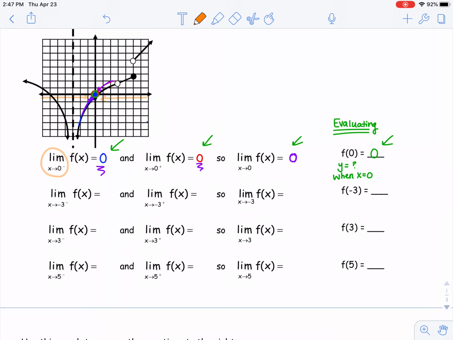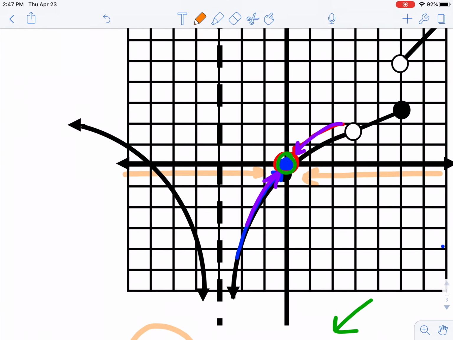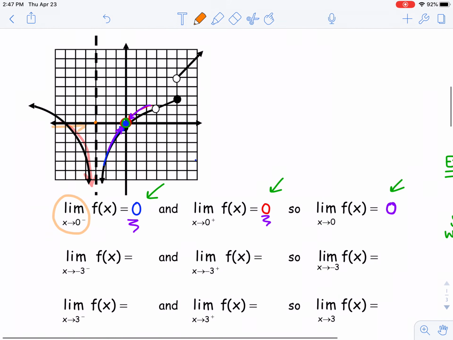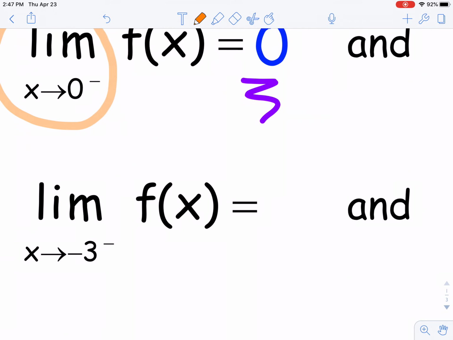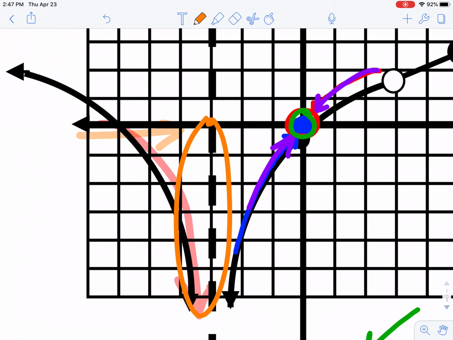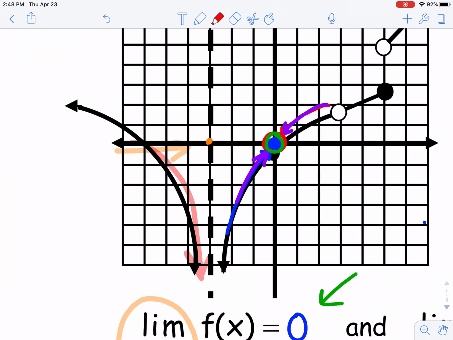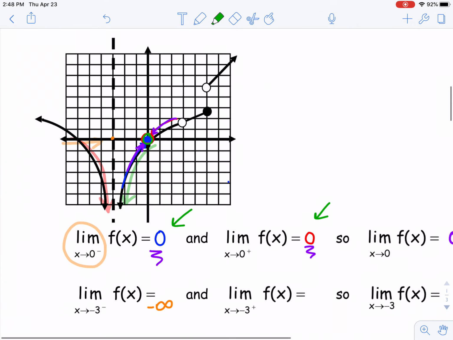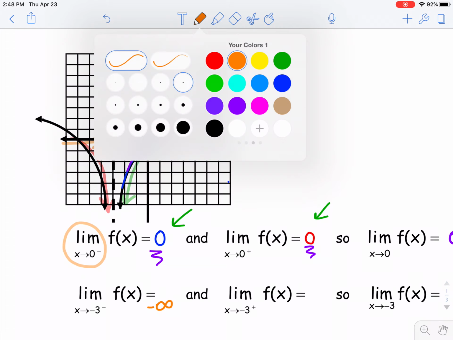All right, let's go to -3 from the left. Okay, so -3 from the left. -3 is right here. So as I come in from the left side, what is the graph actually doing? The graph is going down this way. So that is going down to -infinity. That's the answer there. It doesn't matter that the graph is never going to touch -3. It just matters that it's what it's approaching as we get closer to -3. And the same thing with the other one. So as we get closer to -3 from the right-hand side, the graph is going to go down and it's going towards -infinity as well.